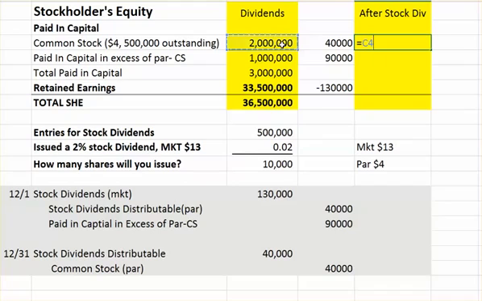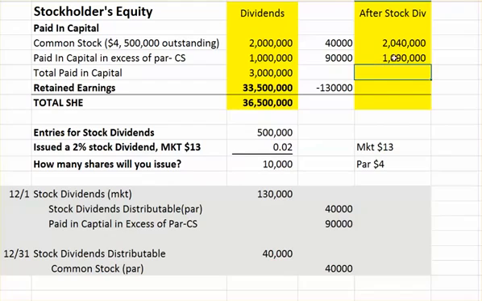Your common stock account actually increases because you've given away more common stock. Additional paid-in capital in excess of par is also going to increase because the market value of what you gave away was more than your par value for common stock. So your total paid-in capital is now $3,130,000. So it went up by $130,000.